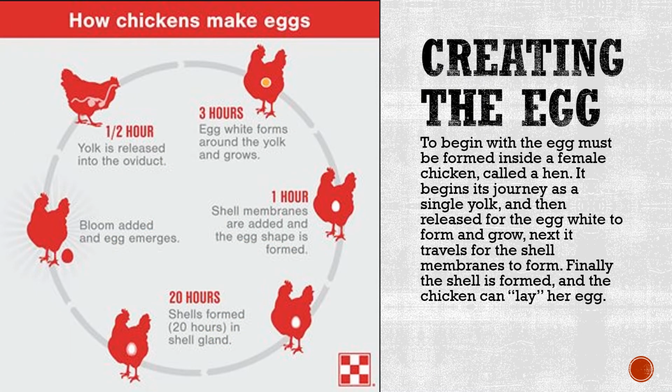Creating the egg. To begin with, the egg must be formed inside a female chicken called a hen. It begins its journey as a single yolk and is then released for the egg white to form and grow. Next, it travels for the shell membrane to form. Finally, the shell is formed and the chicken can lay her egg. This tends to take around 20 to 24 hours for this process, or this miracle, to happen.